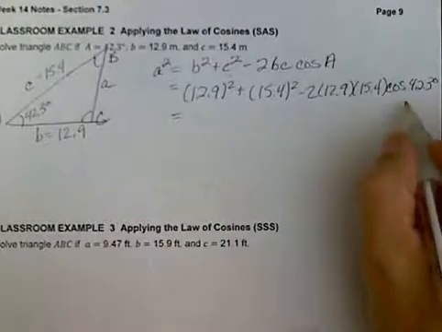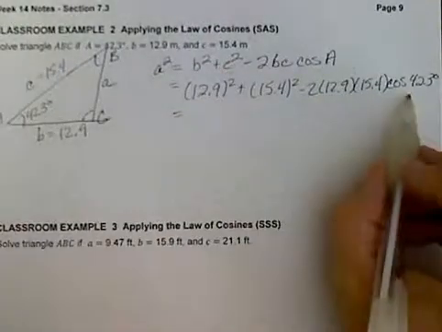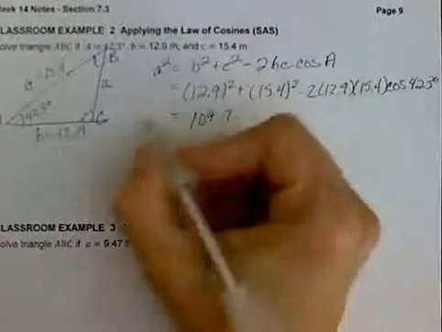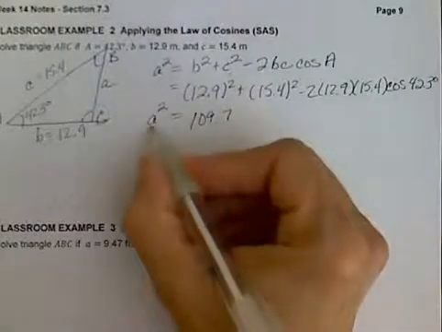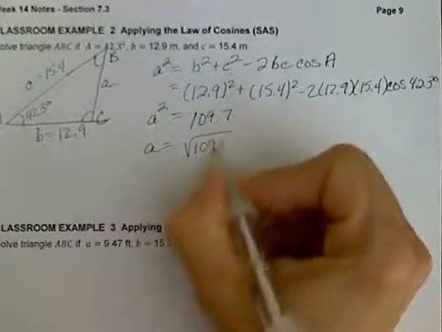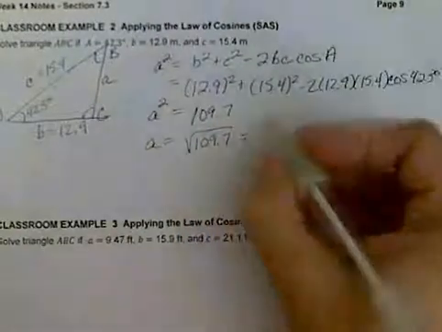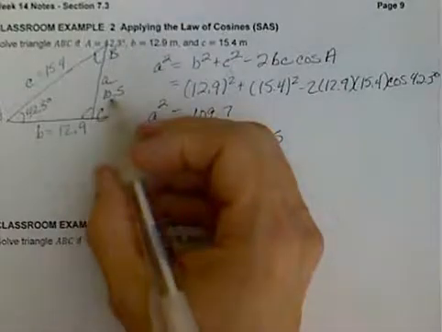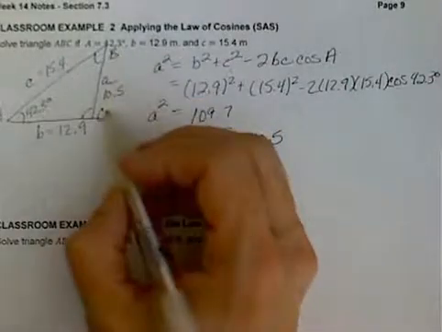Then I'm just going to work this out. I put this all in my calculator, all in one line, and that turned out to be 109.7 for my a squared. Then I'm taking the square root of each side. That's going to give me approximately 10.5 for my a. Now I've got the three sides. Now I need to find one of these two angles.